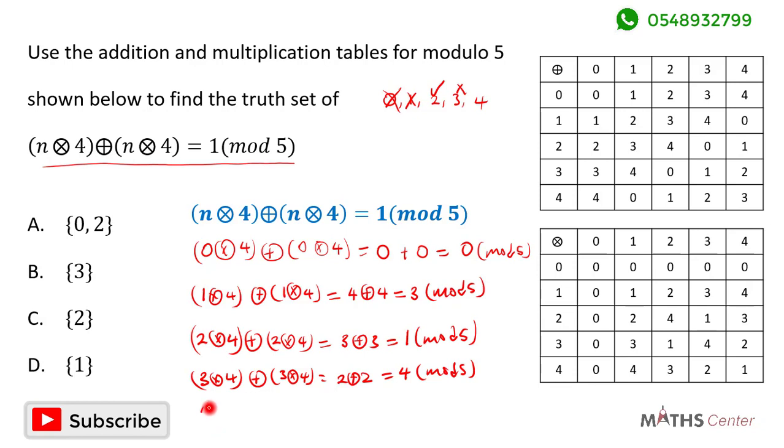And that will give us 4 times 4 plus 4 times 4. From our multiplication table, 4 times 4 will give us 1. And so this will become 1 plus 1. From our addition table, 1 plus 1 is 2. So you have 2 in mod 5. Remember, all the values in the table are in mod 5. So 1 plus 1 will give us 2 in mod 5.